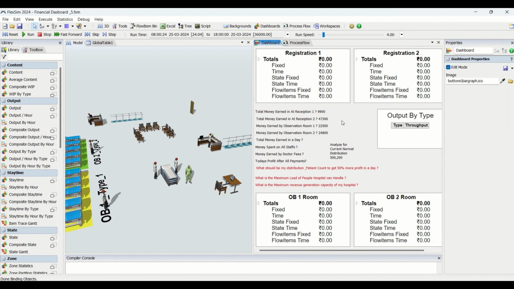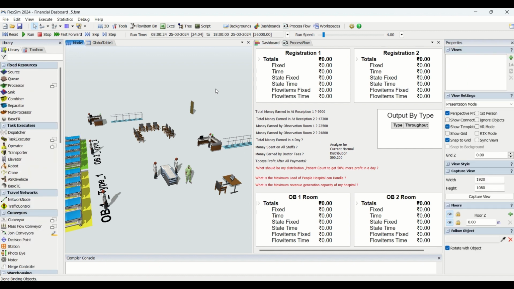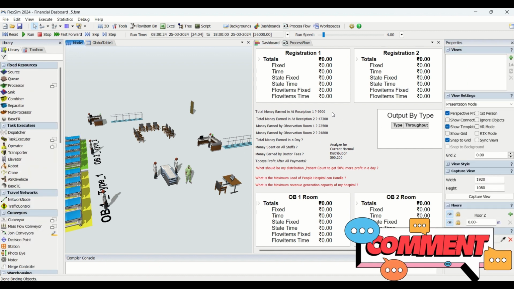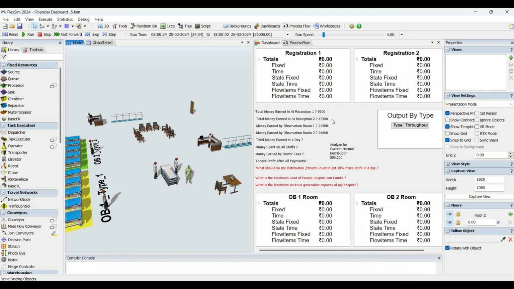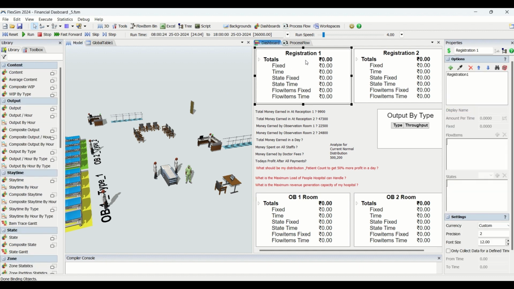So the first question for us today is, what is the total amount of money earned by this hospital in a day of 10 hours? So what we have calculated so far is the individual amount of money earned by the entities. Now let us calculate the total amount of money generated as revenue by this hospital. So how are we going to do that?